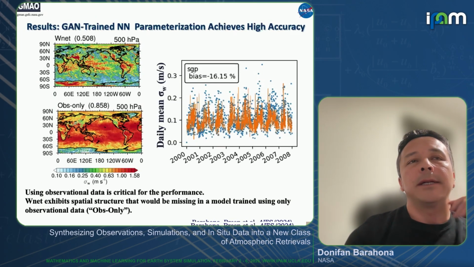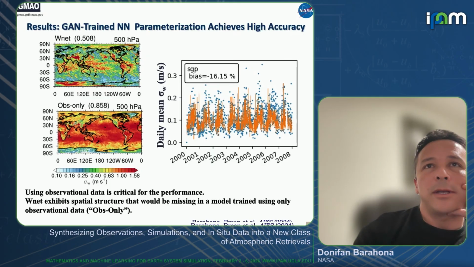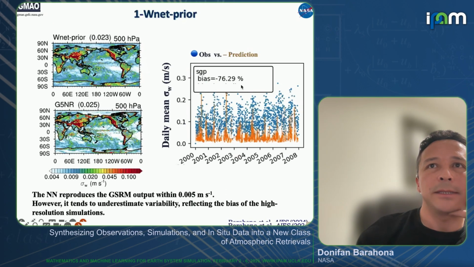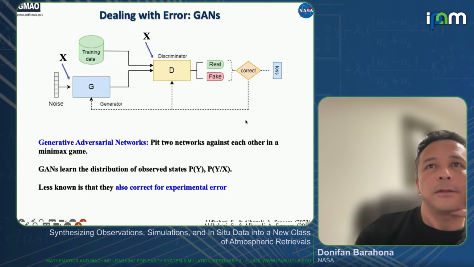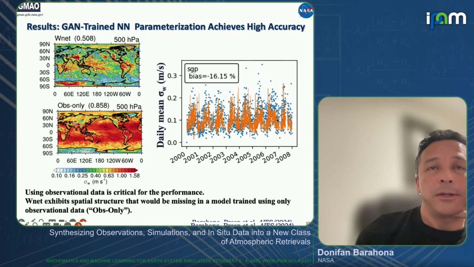So after applying that kind of scheme to this problem, this is what we end up with. You look at this plot over here, and then you go back a couple of slides. This is the same plot. So of course, that works wonders. You get really close to the data using that particular approach. So using that observational data is critical for performance, and we learned that pretty quickly.